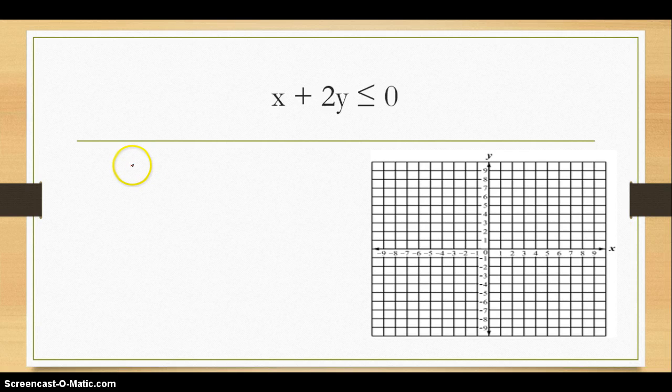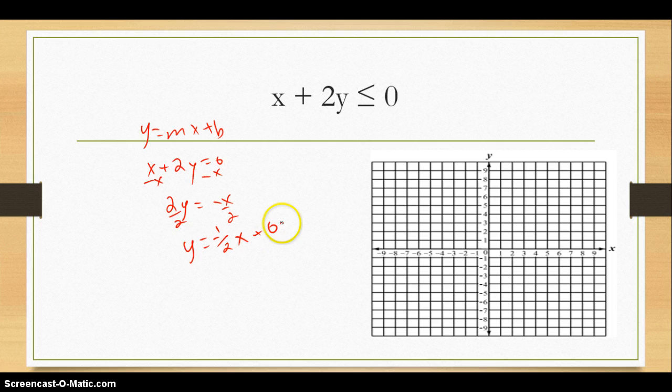So x plus 2y is less than or equal to 0. First thing that I would do is get this into y equals mx plus b form. Remember, y equals mx plus b form, slope-intercept form, we can graph. So we know that this is x plus 2y, and I'm going to put an equals sign right now. I'm going to subtract the x. 2y equals -x. Divide by 2. y equals -1/2 x, plus 0, or b is 0. So this tells me that we're going to have to start at the 0, 0 mark here.